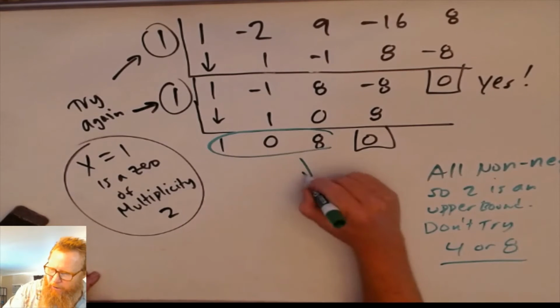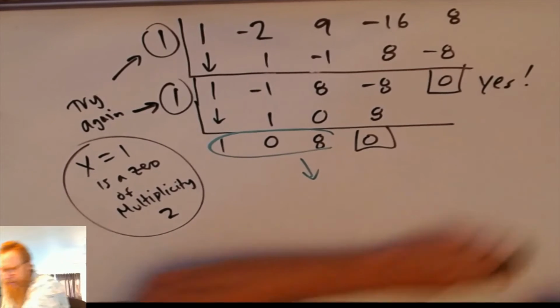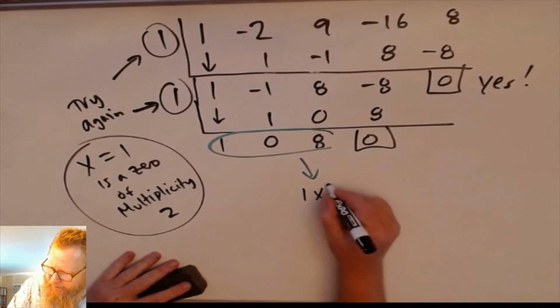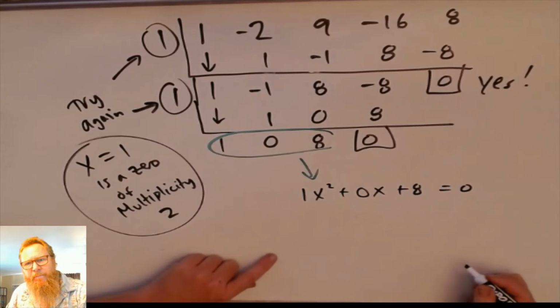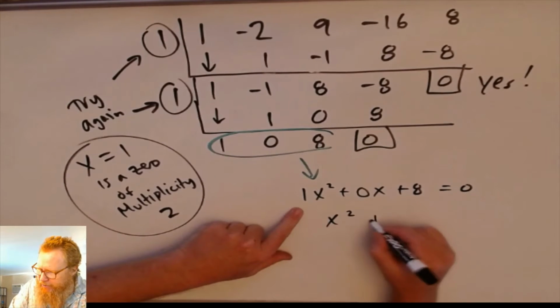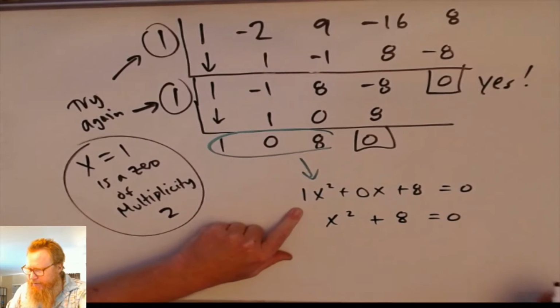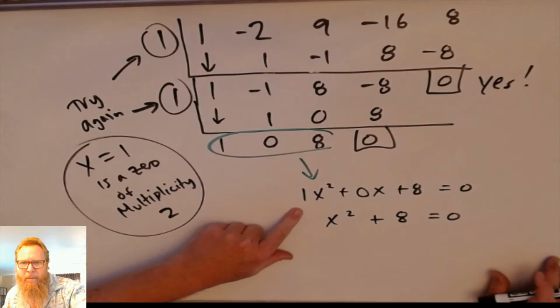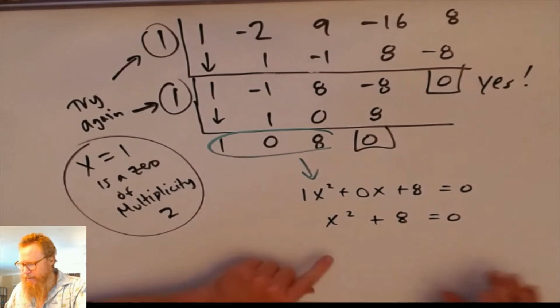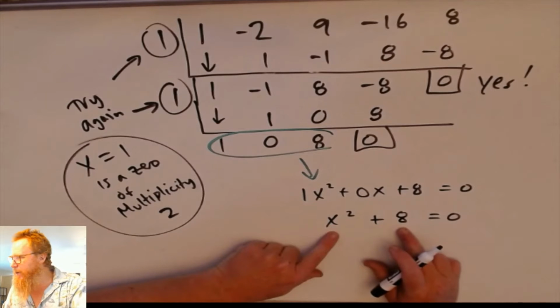And now I have a quadratic. 1x squared plus 0x plus 8. I'm just going to write it the traditional way. x squared plus 8 equals 0. I was hoping for, I guess we're going to get imaginaries. Yeah. So x squared plus 8 equals 0.